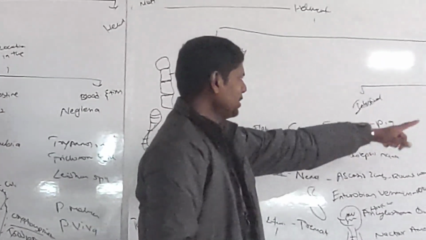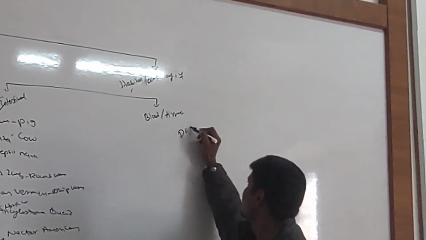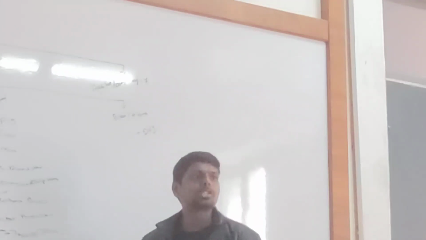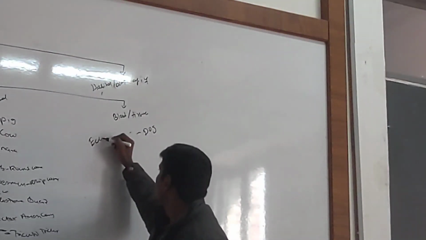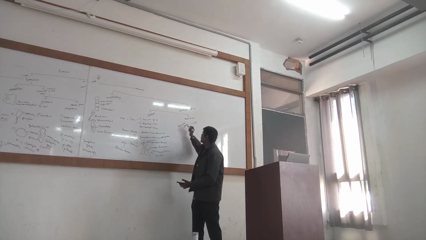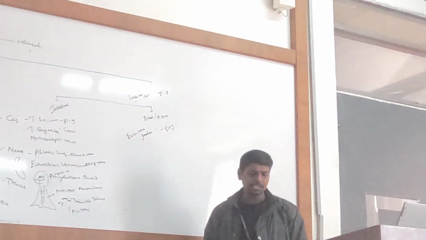Anyway, coming to the blood and tissue parasites, that is seen in dogs actually. This is called Echinococcus granulosus. Echinococcus granulosus is a blood and tissue cestode. Blood cestode is this one.